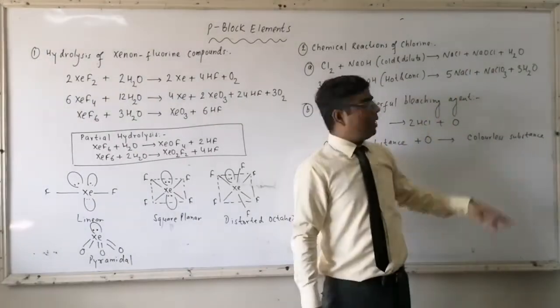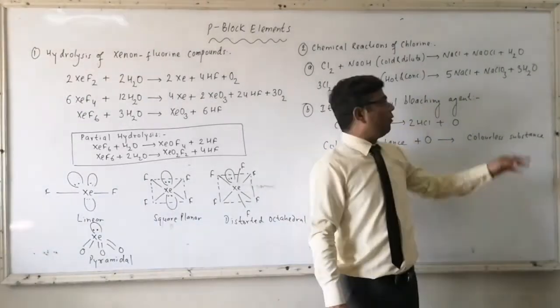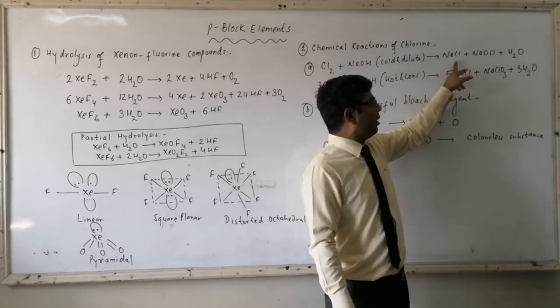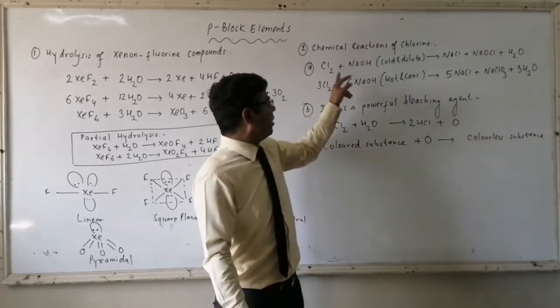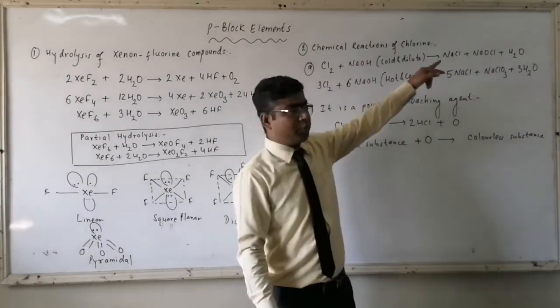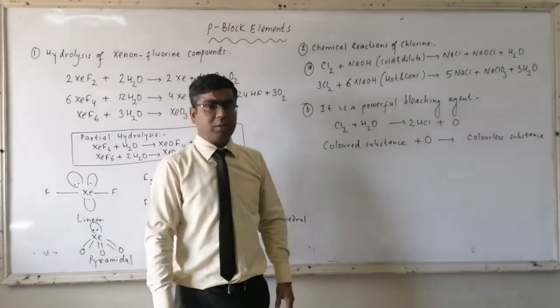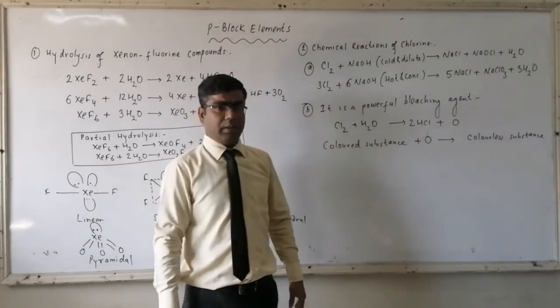NaCl, sodium chloride, where Cl is -1. NaOCl, sodium hypochlorite, where Cl is +1. Here it is -1, here it is +1, and here it is 0. From 0 to -1, reduction, from 0 to +1, oxidation. So in this manner, Cl2 undergoes disproportionation in presence of cold and dilute NaOH.